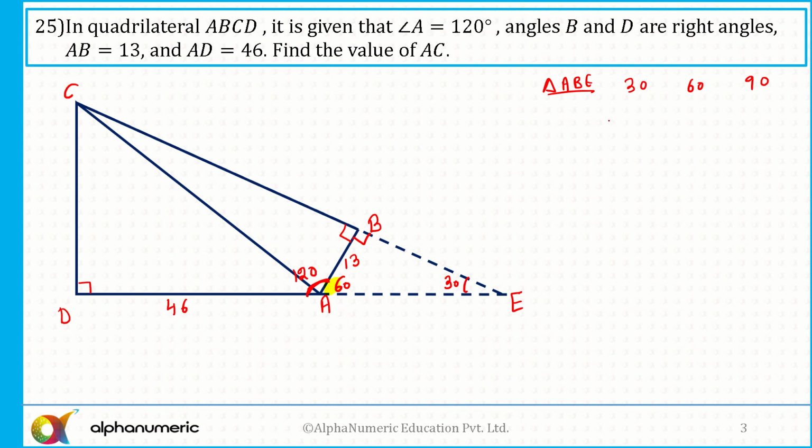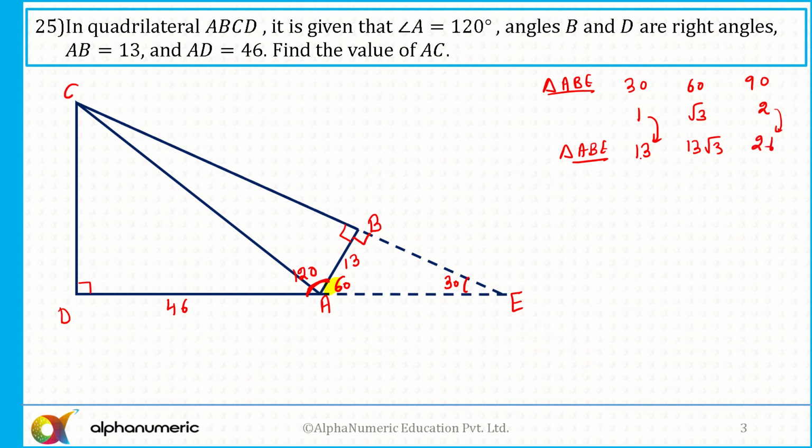And we know that in a 30, 60, 90 triangle, the sides are always in the ratio 1 is to root 3 is to 2. Opposite to 30 degrees, if it is 1, then opposite to 60 it is root 3, and opposite to 90 it is going to be 2. Now, in the triangle ABE, opposite to 30 it is AB. The length of AB here is equal to 13. So opposite to 60 it will be 13 root 3. My multiplying factor is 1 into 13. So 13 root 3, and opposite to 90 it is going to be 13 into 2, 26.